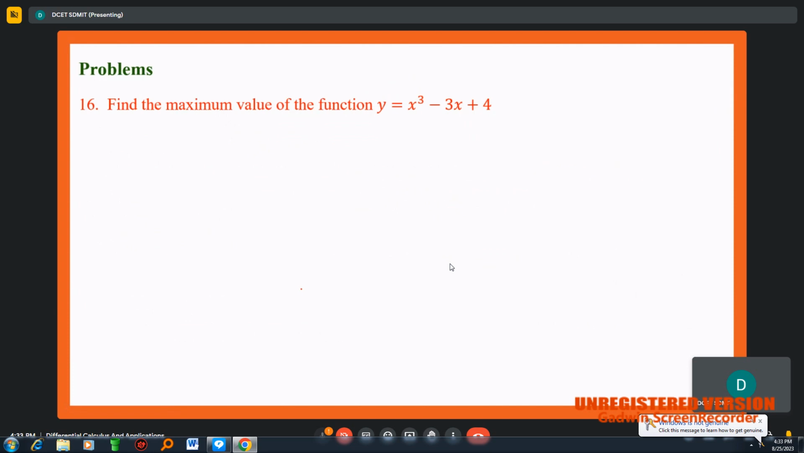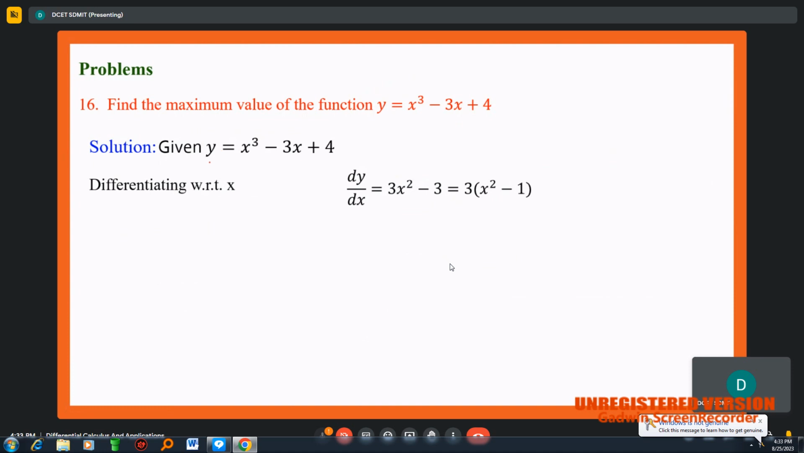First problem. Find the maximum value of the function y is equal to x cube minus 3x plus 4. First we have to find the local point. To find the local point, we differentiate with respect to x. We get dy by dx equal to 3x square minus 3, since the differentiation of x cube is 3x square and of 3x is 3. Now taking 3 common, we get 3 times x square minus 1.